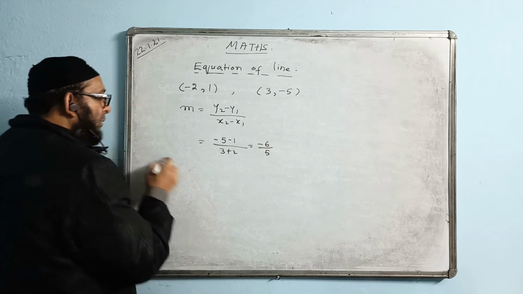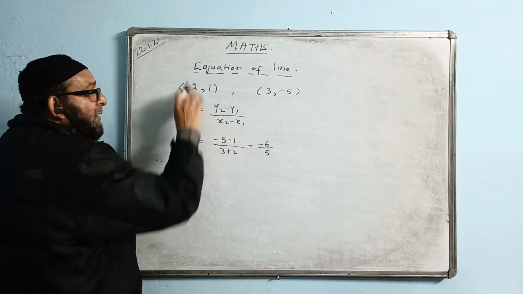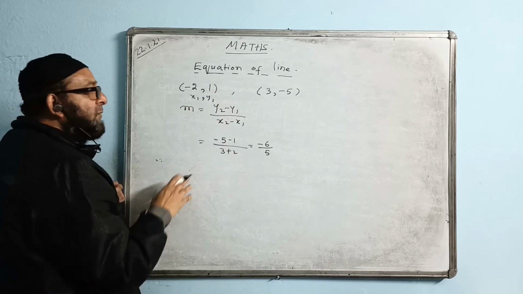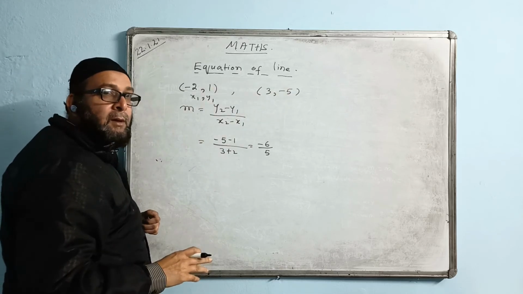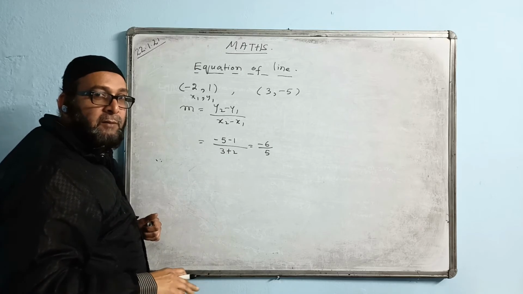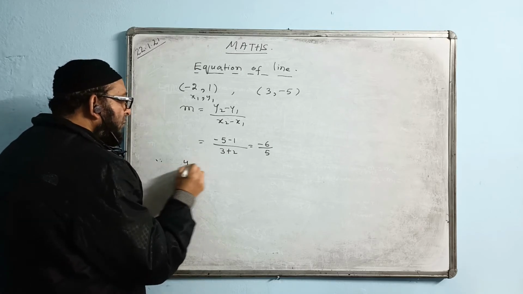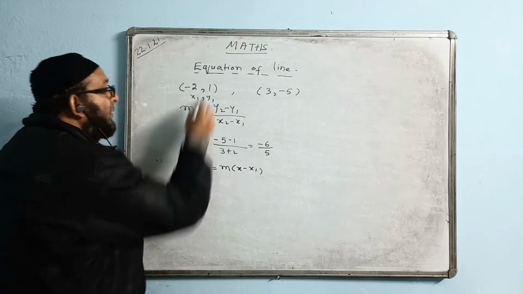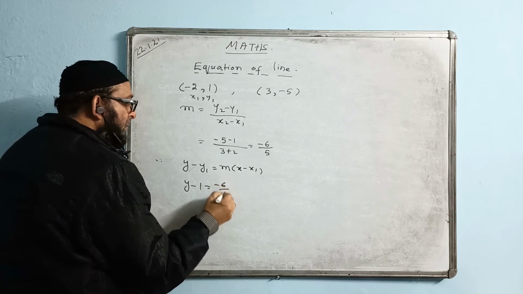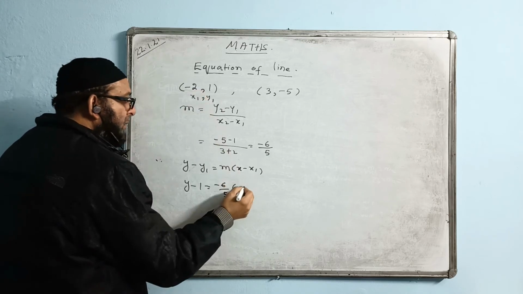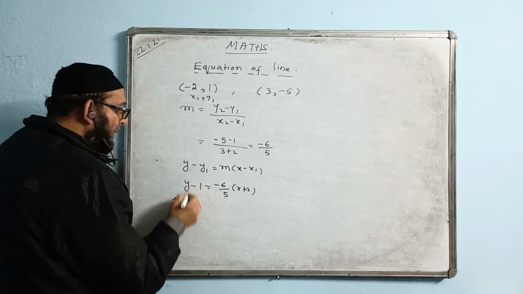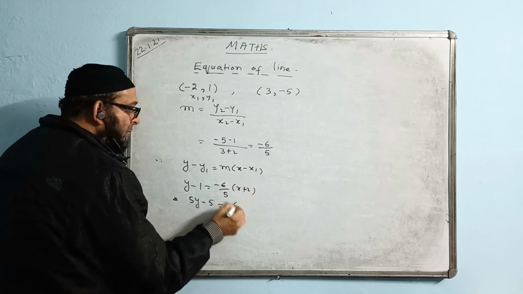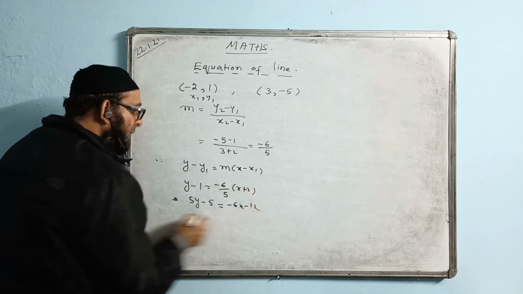Now, we take any one of the points and form the equation. Suppose I take this point as x1, y1, I will find the equation with this only. Or you can even choose the other one and find the equation, and the answer will come the same, whichever point you choose. The equation is y minus y1 equals m times (x minus x1). Now I am putting the values. The y1 value is 1, m is -6 by 5, and x minus x1, the minus (-2) becomes plus 2. I will cross multiply, it becomes 5 times (y minus 1). Minus 6 into this, minus 6 into this, we get minus 6x, and minus times minus 6 is plus 12.